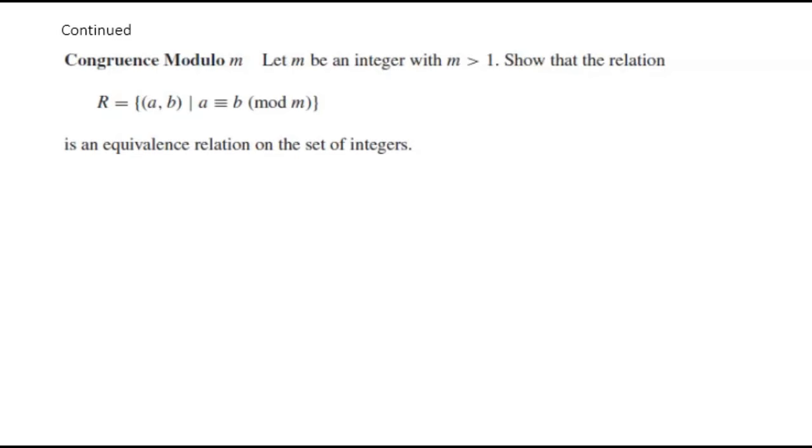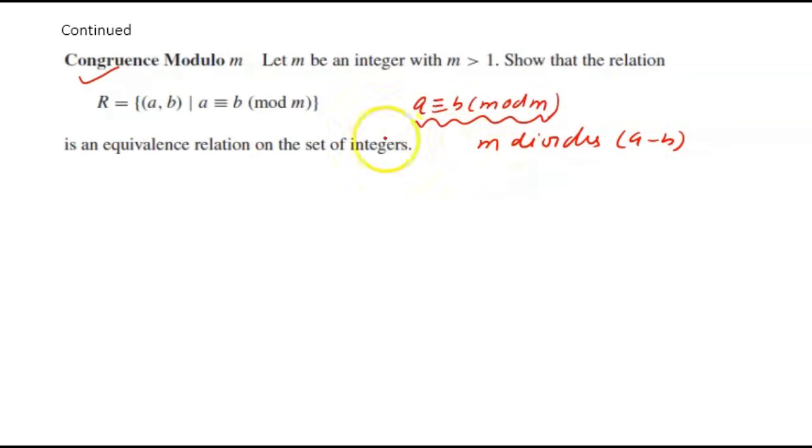I'm going to take this interesting example of congruence modulo m. Before I take this example, I hope you understand the meaning of a is congruent to b modulo m. If you don't know, let me explain it quickly. We say that a is congruent to b modulo m if m divides a minus b. Now we have to check, on the set of integers Z, whether this is an equivalence relation or not. So let us check it one by one.